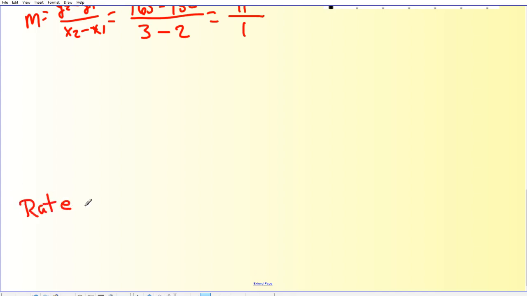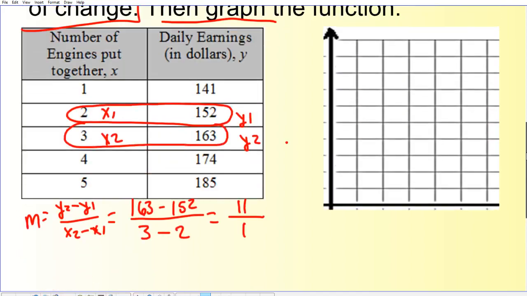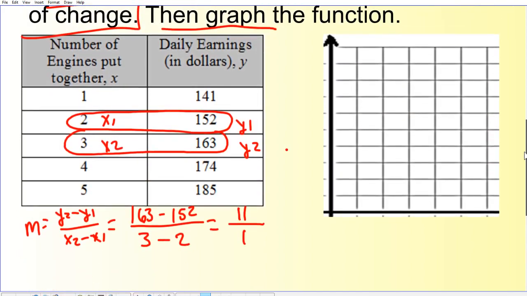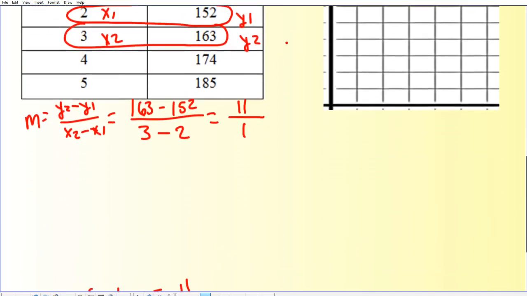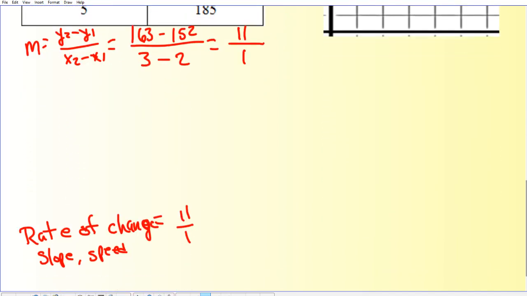Okay. We found the slope, which I guess, if my job somewhere here is to write the rate of change, which is slope, and there's supposed to be a G in change, which is a speed. I found the change is 11 over 1. Okay, cool. I found slope. Can I find my y-intercept? Can I find my initial value? Yeah.